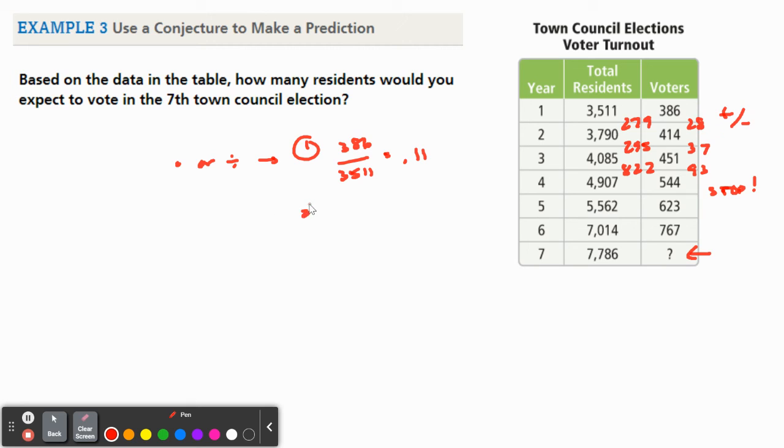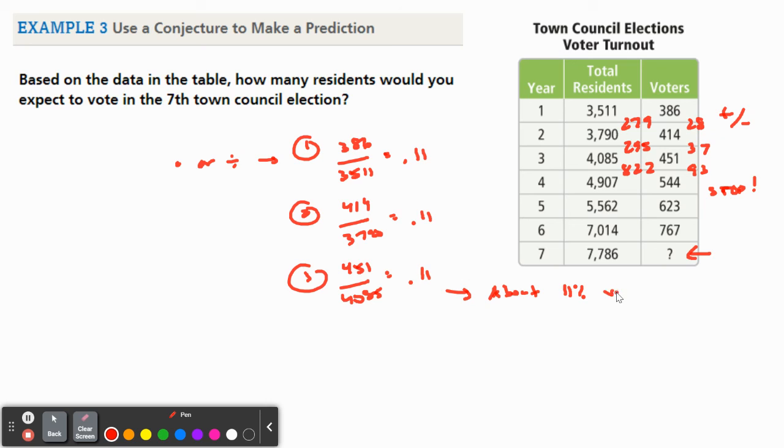Let's do the same thing with the second one: 414 divided by 3790. And again, you get around 0.11. Third, 451 divided by 4085. And this is where the addition subtraction kind of changed, but here you still get 0.11. So I am believing that what this 0.11 represents is that each year about 11% vote.